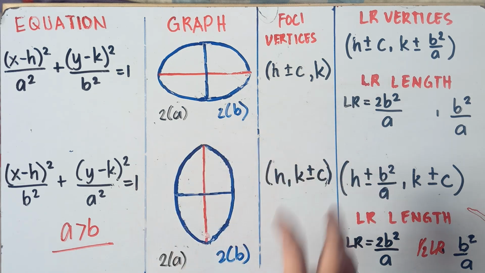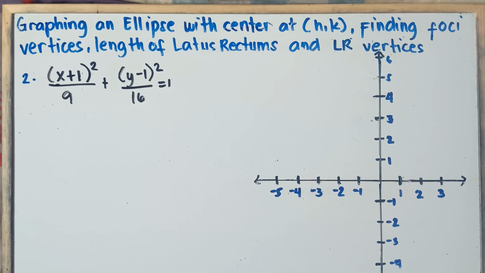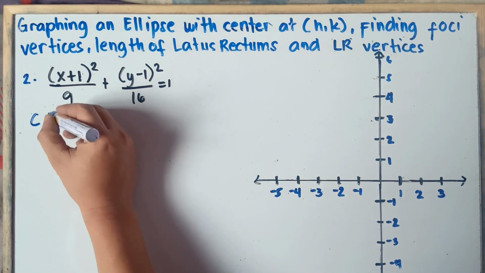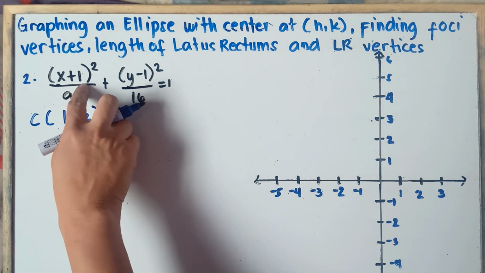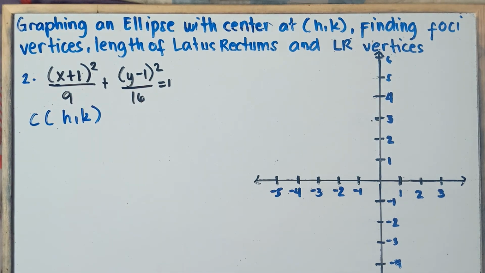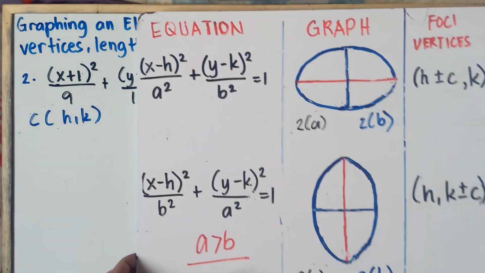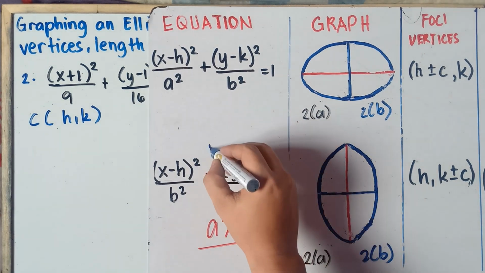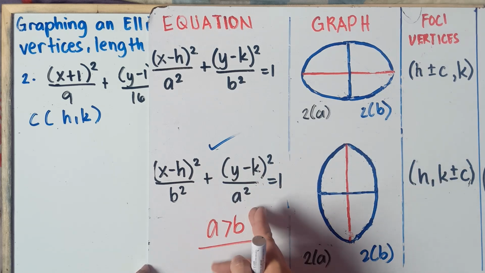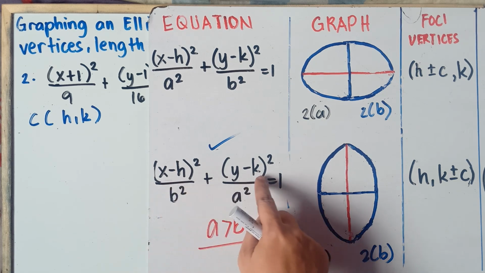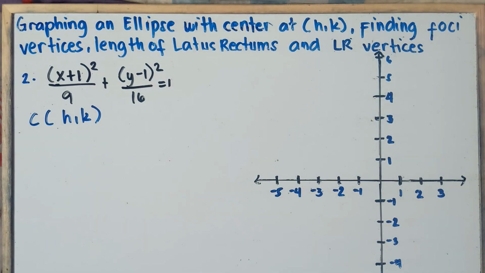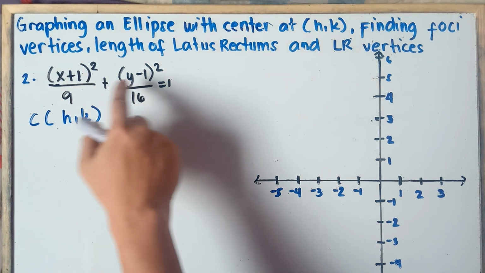Alright, so to formally understand this one, class, let's grab example number 2. First thing to do, class, is we need to find the center. So center, that would be h comma k. Our h is beside x and our k is beside y. You checked the equation a while ago, so we will be using the second equation because our a is aligned on y squared. So this will be our h and this will be our k.